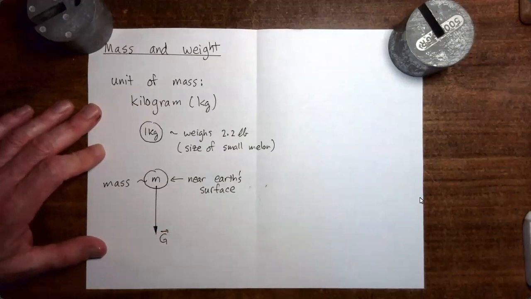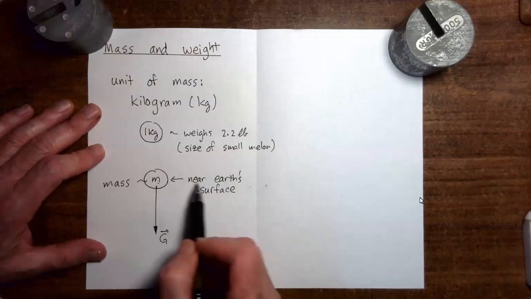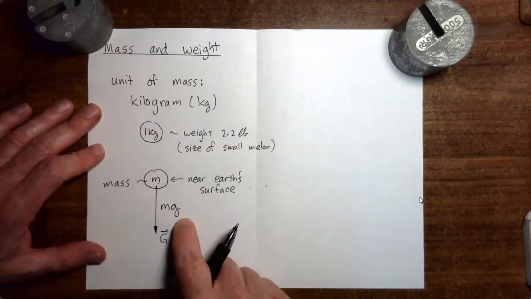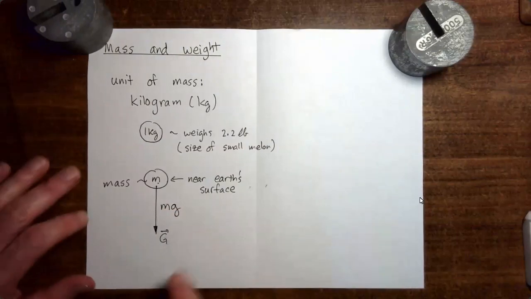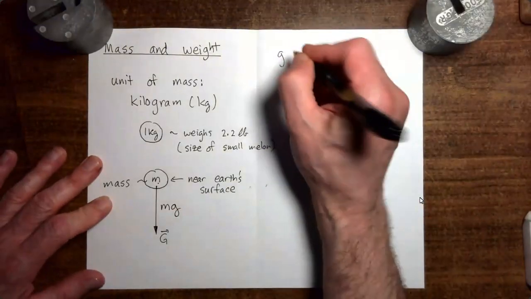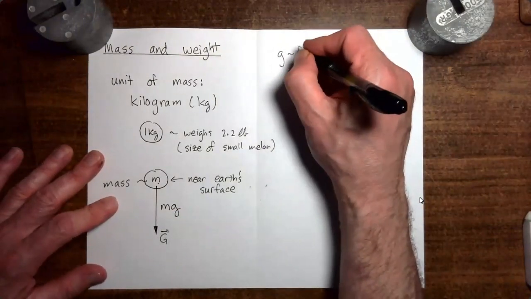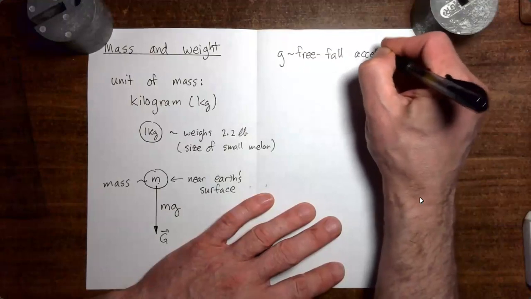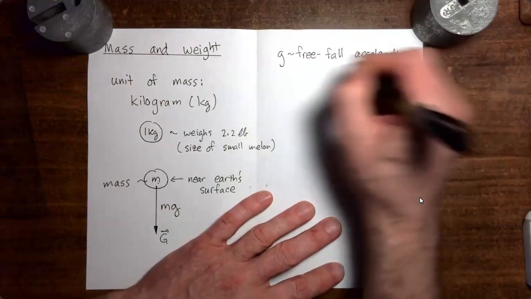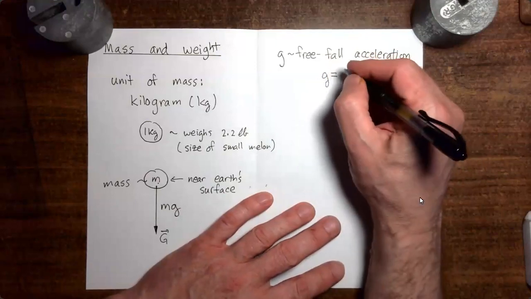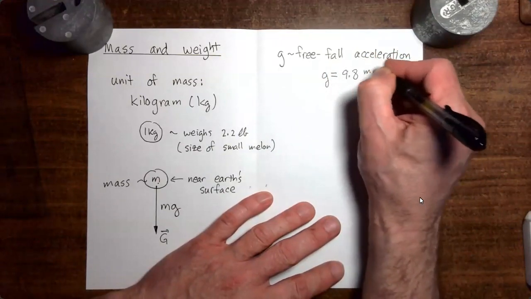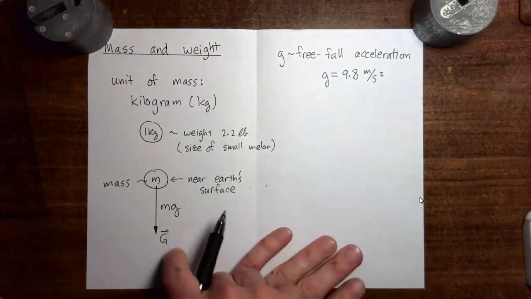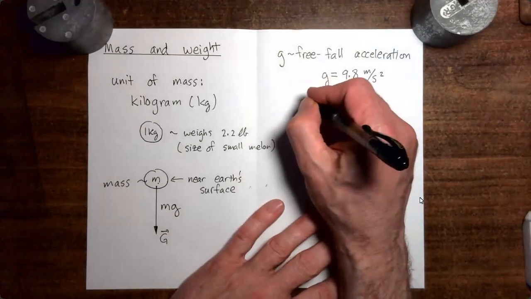The magnitude of the gravitational force acting on an object of mass m near the Earth's surface is the mass times something called the free fall acceleration, which we denote little g. So that little g that I used in that formula there is called the free fall acceleration. It has a numerical value of 9.8 meters per second squared.